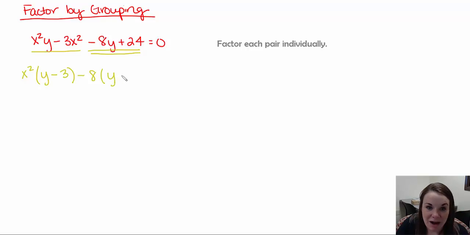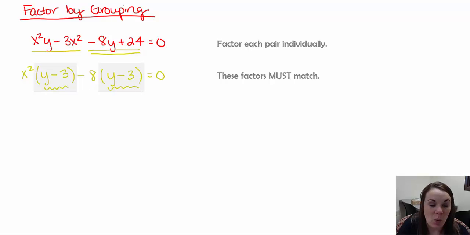And then when I take positive 24 divided by negative 8, that leaves me with a negative 3. And then we have what we need. What's inside these parentheses, in fact, matches. And like I said, what's inside these parentheses when you do factor by grouping must match. If it doesn't, go back and check to see if you're off by a negative sign somewhere.